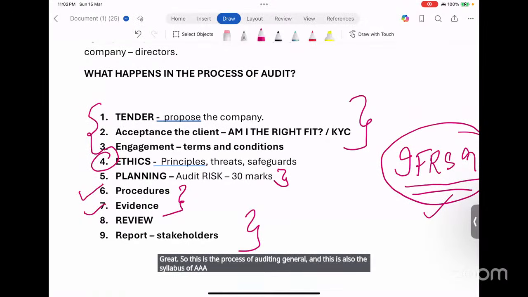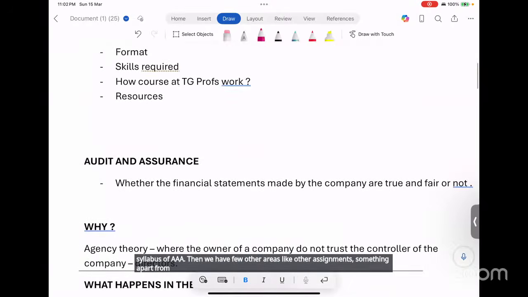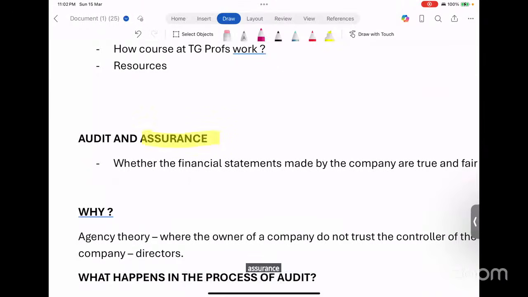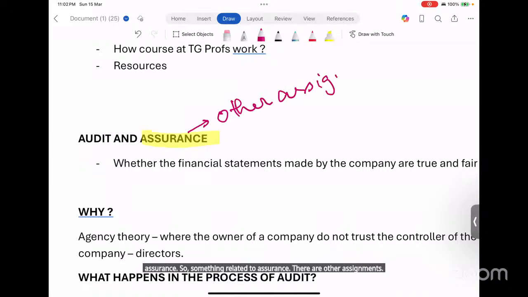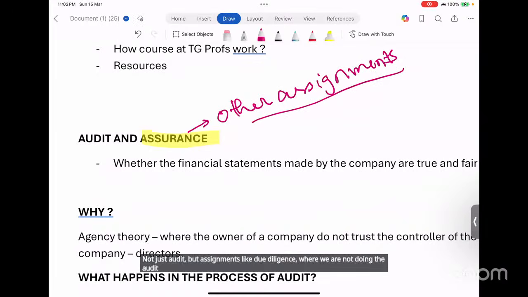Then we have a few other areas, other assignments, something apart from audit, because your paper is audit and assurance. So something related to assurance. There are other assignments, not just audit, but assignments like due diligence, where we are not doing the audit, but we are actually seeing due diligence is basically if I want to buy a company.